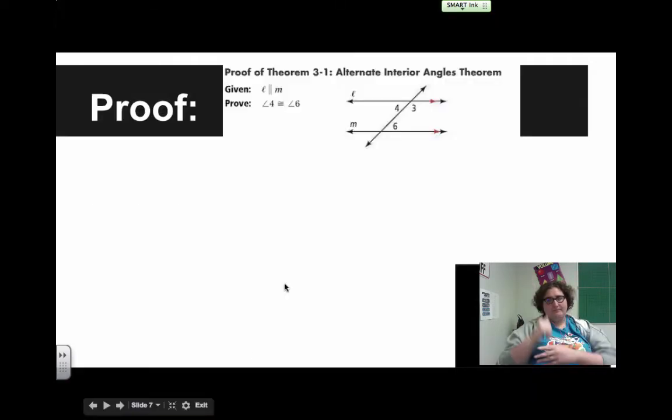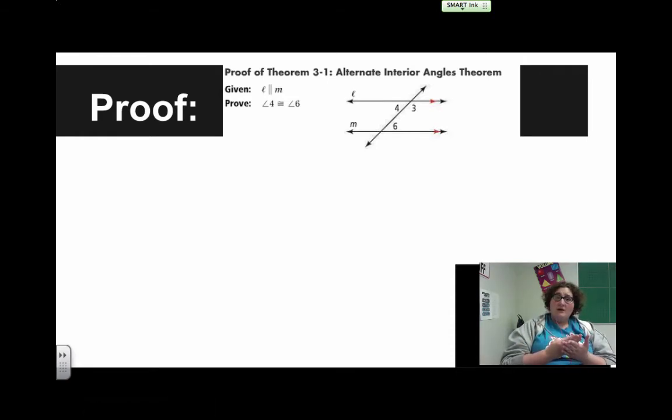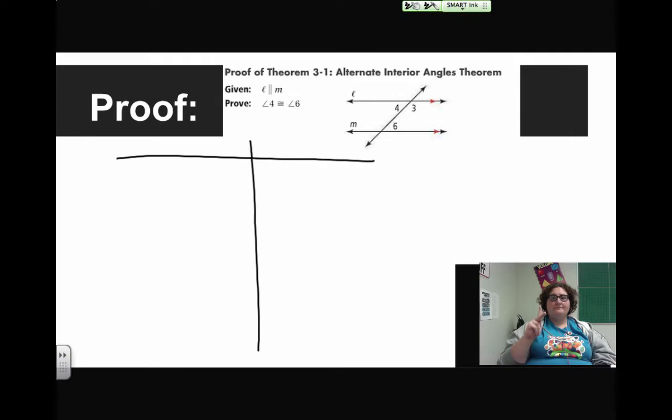Okay, proof. It says, prove theorem 3.1, the alternate interior angle theorem. Basically saying that if you have two parallel lines cut by a transversal, then the alternate interior angles are congruent. Okay, so statements, reasons. We always start off with our given, so I'm going to say that L is parallel to M.